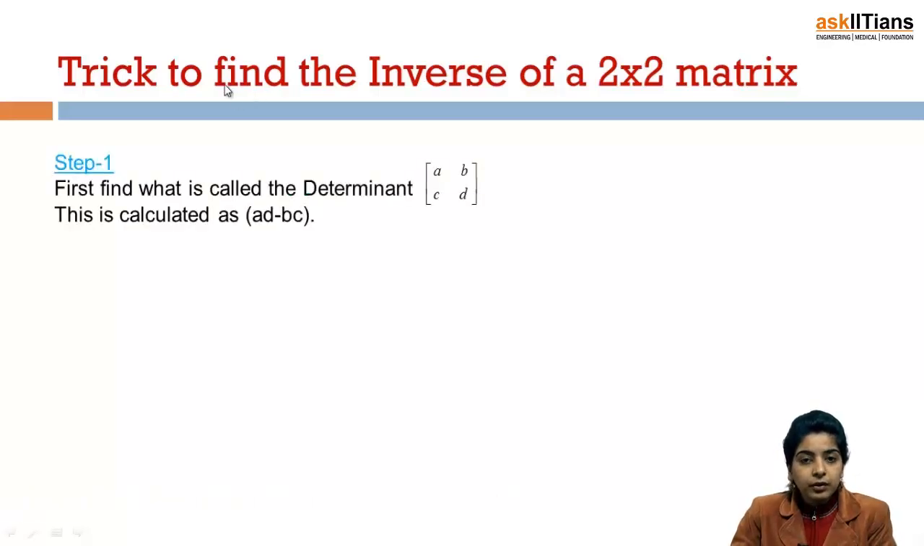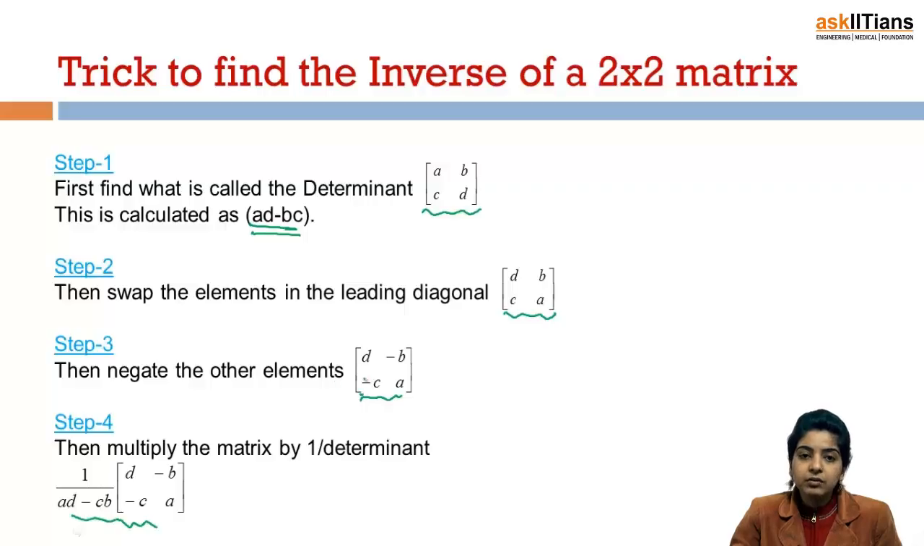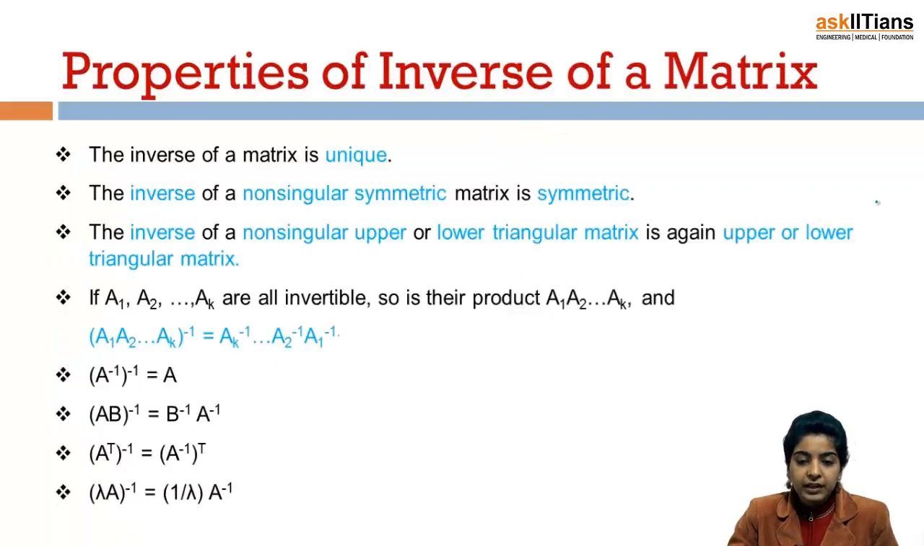If you remember, we have discussed how to find out the adjoint of a 2 cross 2 also, a trick to find out the adjoint of 2 cross 2 directly. Similarly, we can find out the inverse of a 2 cross 2 matrix as well. So on similar lines, suppose we have got a 2 cross 2 matrix ABCD. What you will do is first compute the determinant, that is AD minus BC. Then you will swap the diagonal elements, negate the non-diagonal elements, and finally divide this value by determinant of matrix A.